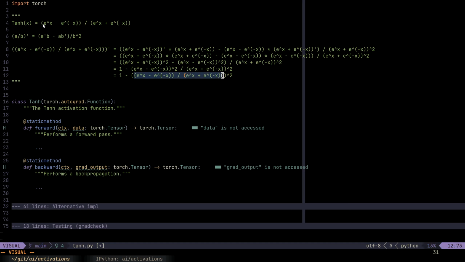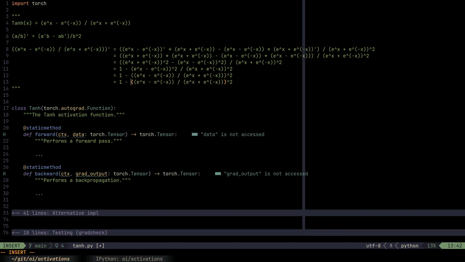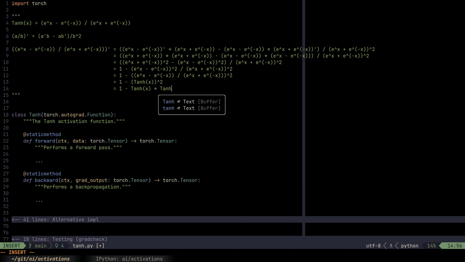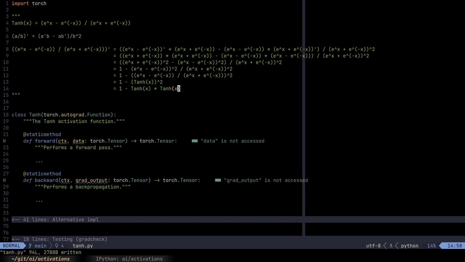So it's the same as tanh. So in fact, we simplified this to a degree that we actually got tanh x squared, because this expression, again, is the same as tanh of x. And in the actual implementation, we're going to say that that's the same as tanh of x times tanh of x. Done. So we computed the gradient, or the derivative, of tanh.